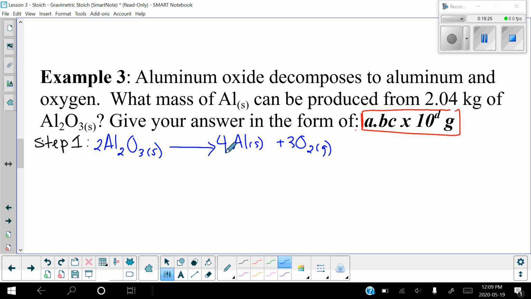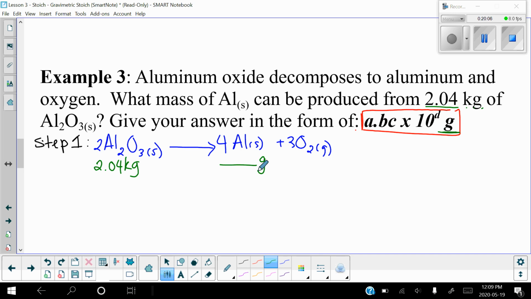Okay, once it is balanced, you are then going to list your known and your unknown. What mass of aluminum can be produced from 2.04 kilograms? So 2.04 kilograms. And we're looking for mass of this. We're looking for mass of it in grams.